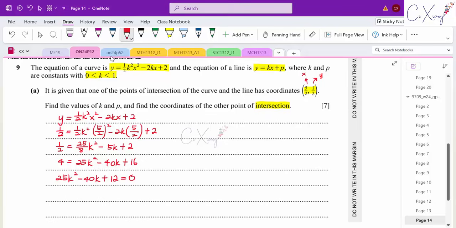Okay, and now to get the value for k, basically we can factorize the quadratic equation here. I will be having 5k, 2, then 5 and 5, right? Then 6. Okay, so we're having k equals to 2 over 5, and also k equals to 6 over 5.